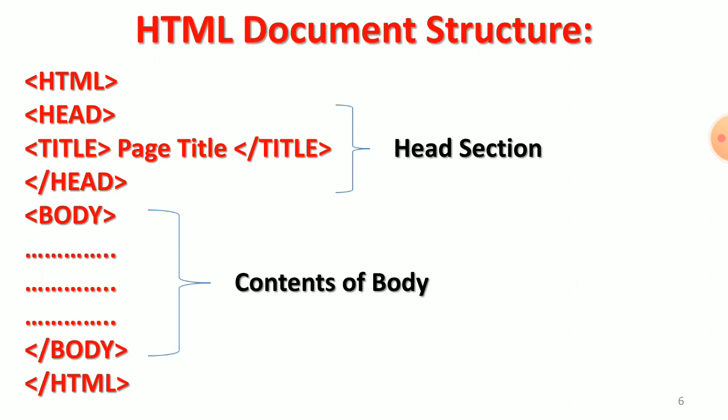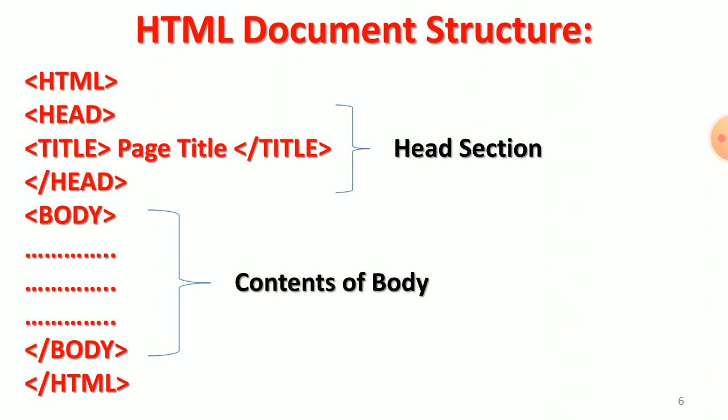As shown in the figure, an HTML document begins with tag HTML and ends with tag slash HTML. An HTML document is structured into two major parts. The first part is known as the head section or head elements, and the second part is known as the body section or body elements. Students, in the next chapter I will discuss briefly what is a head section and what is a body section.